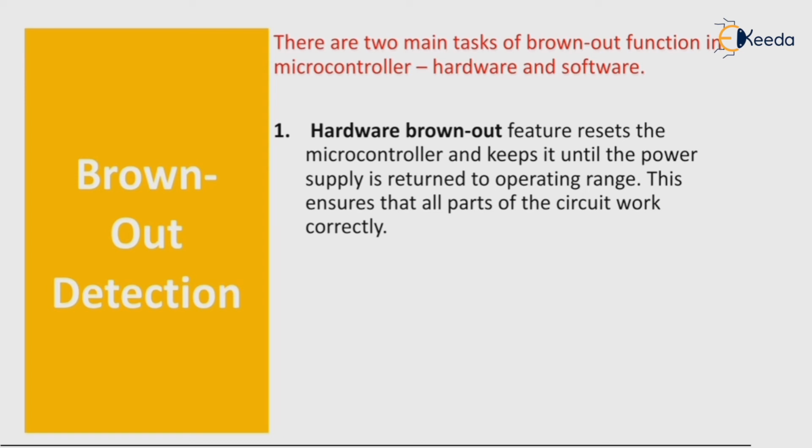Hardware brownout features to reset the microcontroller and keep it in reset until the power supply returns to the operating range. This ensures that all parts of the circuit work correctly. It is nothing but a hardware brownout feature. It will reset the microcontroller and hold it until the power supply returns to its operating range, and ensure all parts of the hardware or the circuit will work correctly.